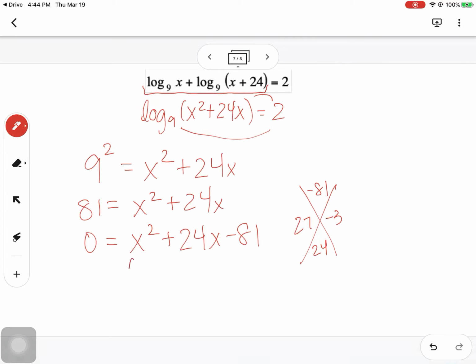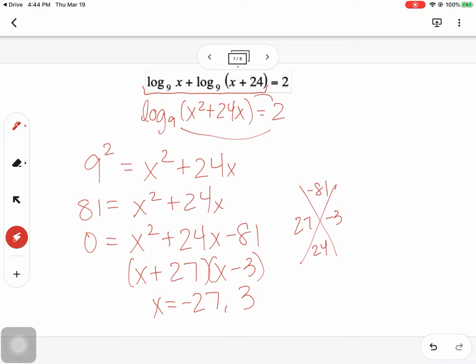Multiplying to -81 and adding to 24 is 27 and -3. And again, we're going to factor, and when you're done, it should look like this. And your answers are -27 and +3.